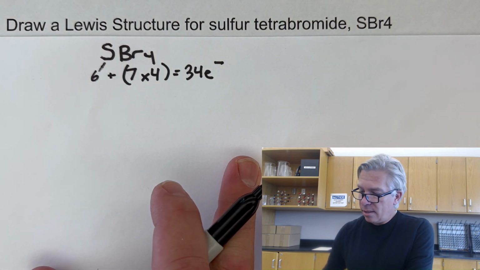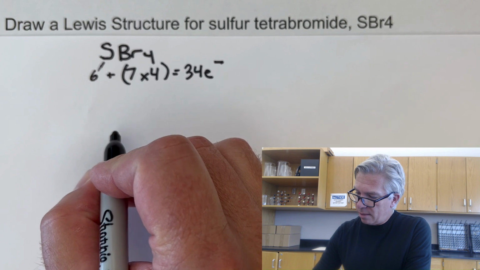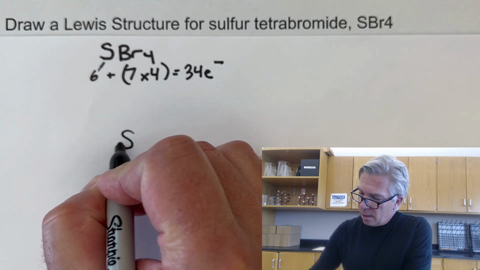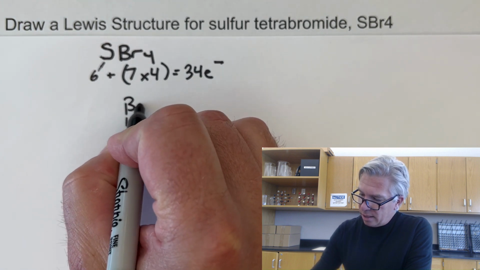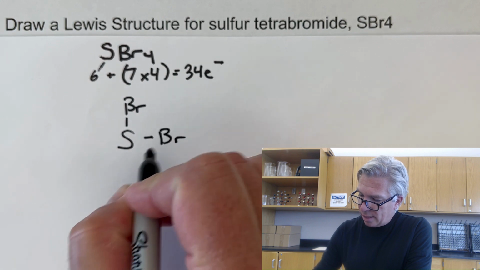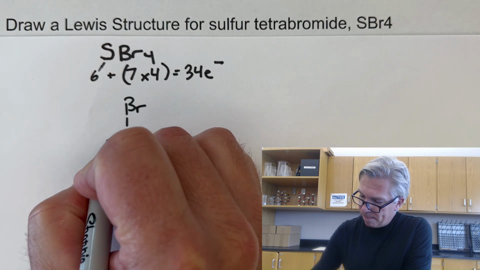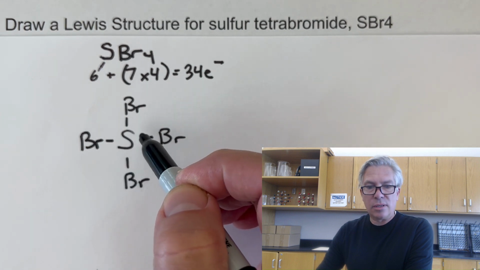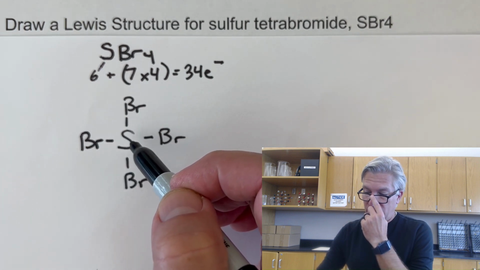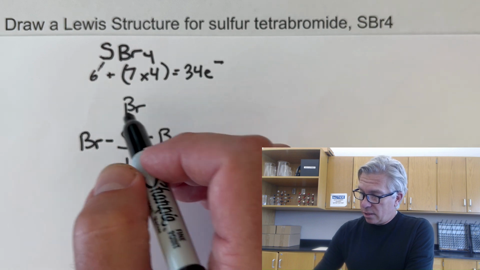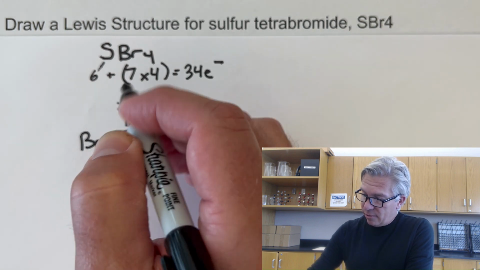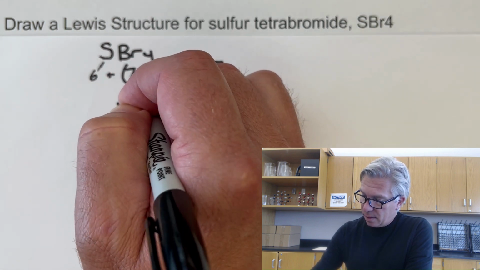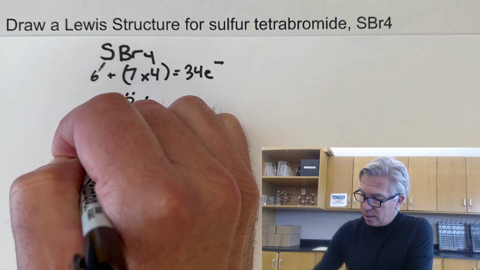All right, so then what we're going to do is put the sulfur in the middle and the bromines around the outside. Give them all a single line representing a single bond. Now I've used up 2, 4, 6, 8 electrons because each of those lines represents 2 electrons. Then we're going to start on the outside and give them all an octet. That means giving them 6 more each.